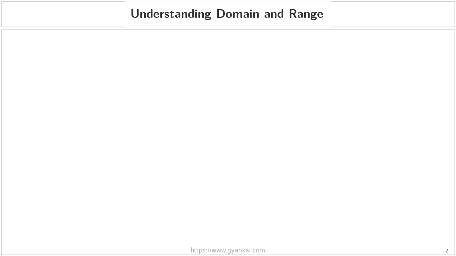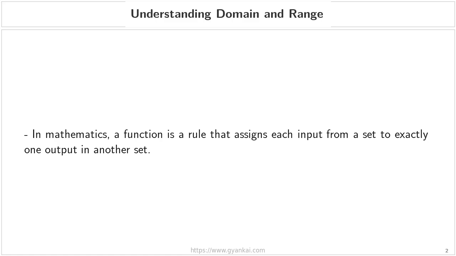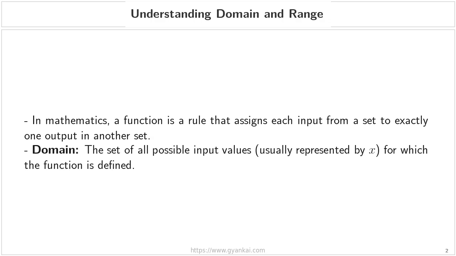Understanding domain and range. Now that we have established why it is necessary to revisit these concepts before moving into inverse functions, let us start by clarifying some fundamental terminology. First, let's define what a function actually is. In mathematics, a function is essentially a rule that assigns each input from one set to exactly one output in another set. You can think of it as a consistent process where every specific input you provide results in one unique output. Next, we have the concept of the domain.